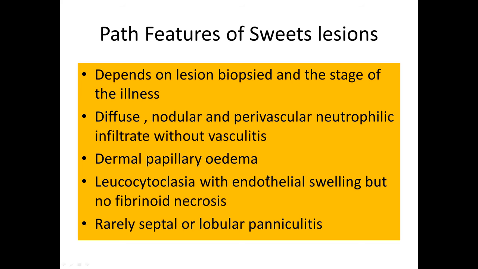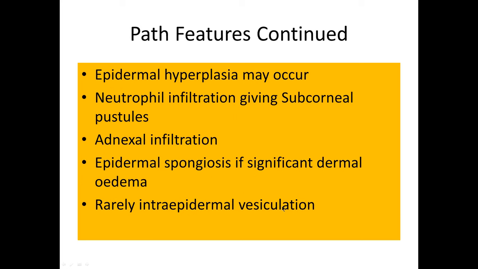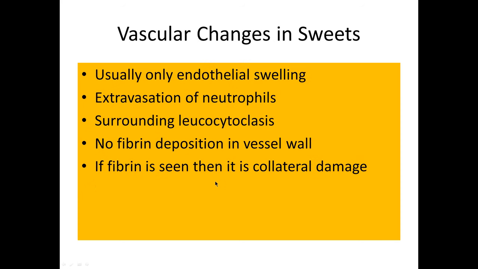If we're looking at the path features of Sweet's, it really depends on these various things. It depends on the lesion biopsy and the state of the illness. That's the most important thing. We've talked about the neutrophilic infiltrate without vasculitis. We've talked about the dermopapillary edema, the leukocytoclasia with endothelial swelling but no fibrinoid, and rarely a septal or lobular panniculitis. You can get epidermal hyperplasia. You can get a neutrophilic infiltrate giving subcorneal pustules, and these are the features too.